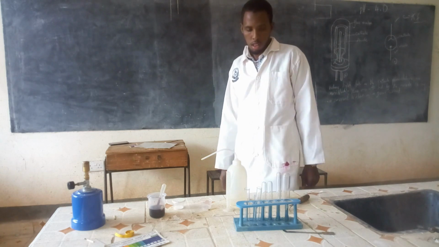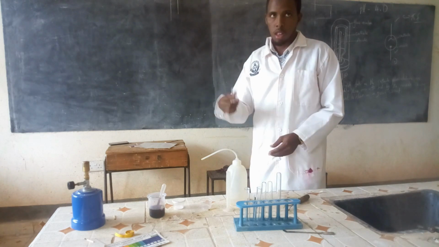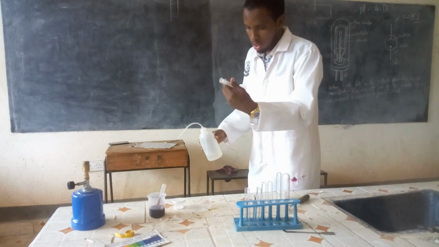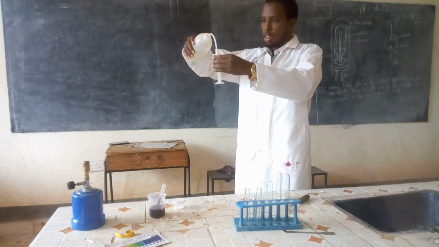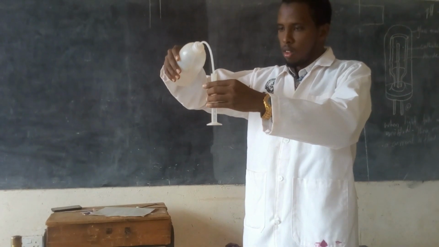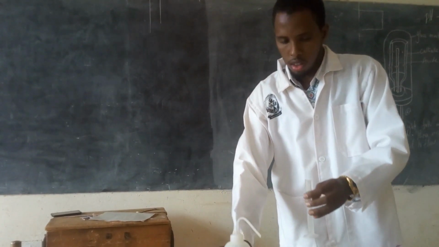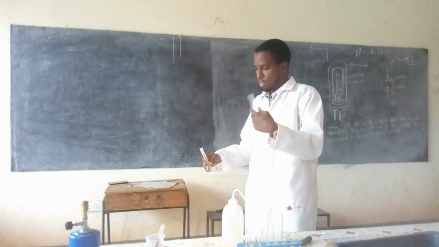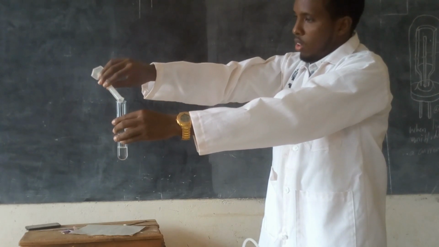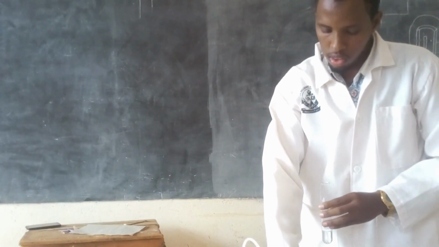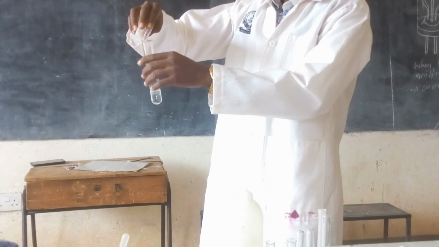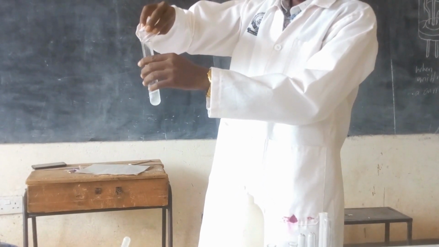Now the next procedure: you dissolve the remaining solid V in about 10 cubic centimeters of distilled water in a boiling tube and divide it into 3 portions. It's now measuring about 10 cubic centimeters of distilled water. So to the remaining solid you add the distilled water in a boiling tube. Shake the mixture.